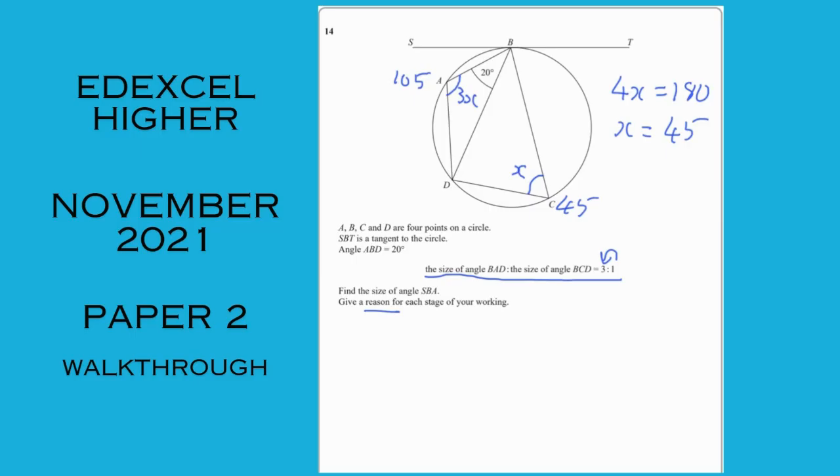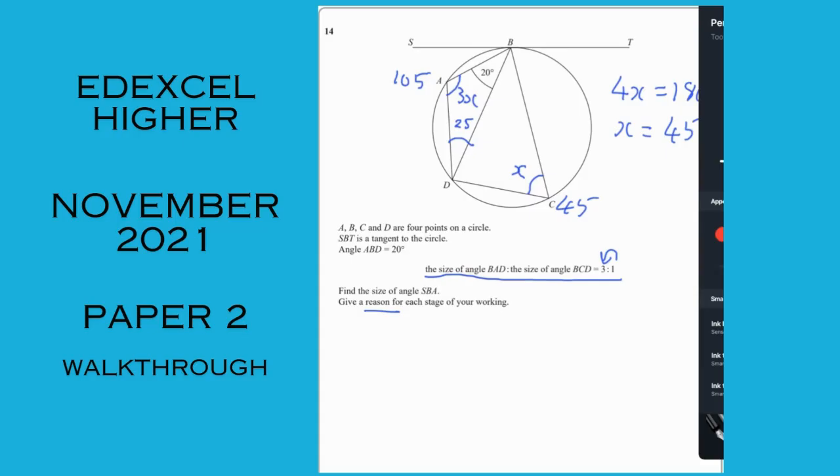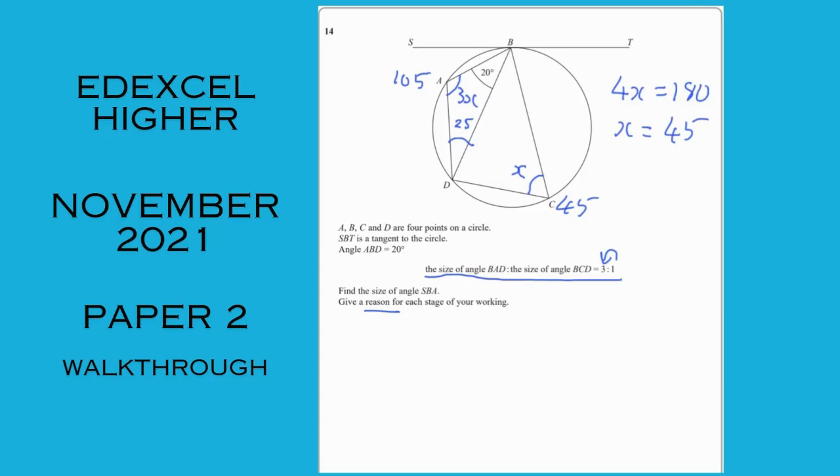What else have we got? Well, angles in a triangle make 180. So we know that's 20. We know that's 105. Take those away from 180. That angle is 25. Now, let's just change the colour. Difficult because it's kind of upside down, but let's spot, because we haven't used this tangent and this triangle.